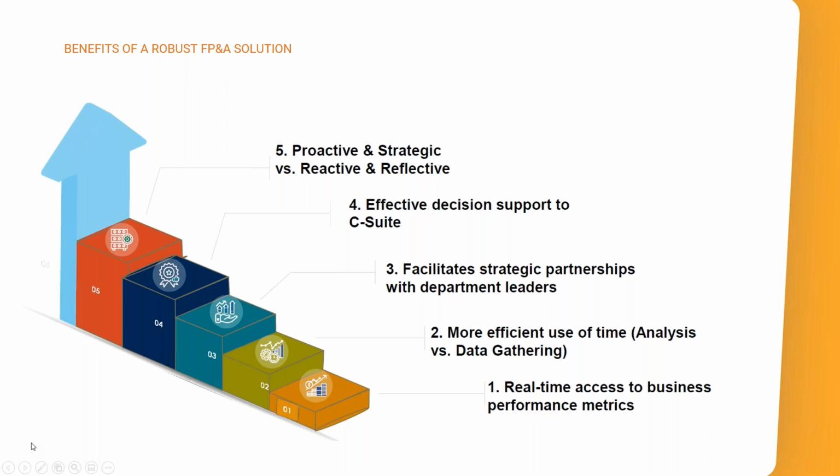Having a robust FP&A solution can also help facilitate your strategic partnerships with department leaders throughout the organization. This kind of changes it from a top-down approach to a bottom-up approach, which allows everybody to feel more inclusive and able to be part of the process. And ultimately, we want to get to that proactive and strategic point where we're able to do that what if modeling and scenario planning versus being reactive to the current environment. And next slide.